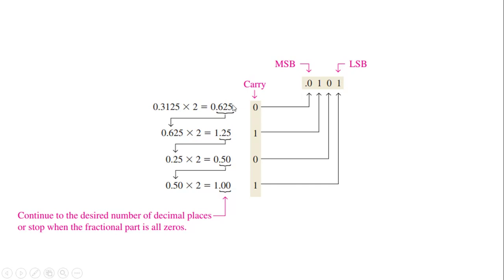These are the carry bits: 0, 0, 1, 0 and 1, and this is the order in which we combine these bits into a binary fraction. This is the MSB, the most significant bit, and this is the LSB, the least significant bit. This is the equivalent binary fraction of this decimal fraction. So decimal fractions are converted to binary or other systems by repeated multiplication, and this is the procedure of repeated multiplication.